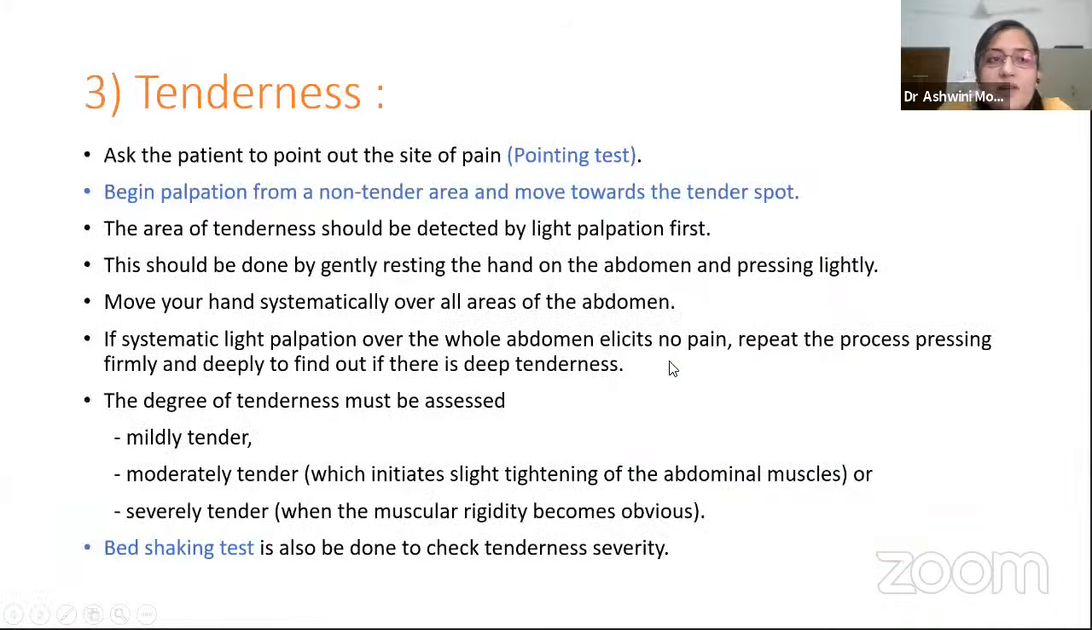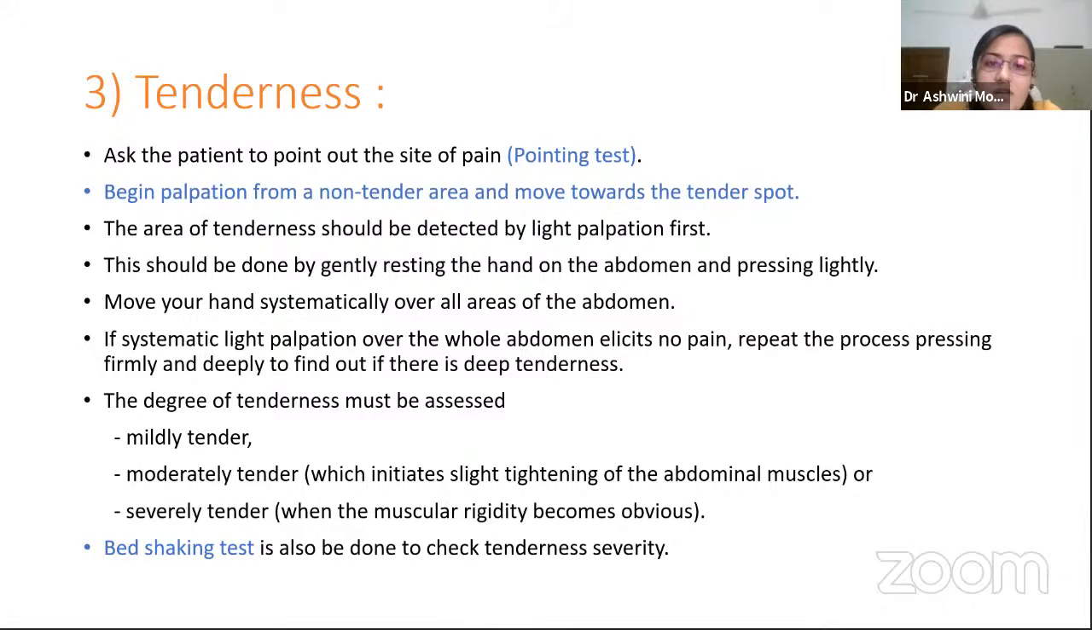After temperature, tenderness. Ask the patient to point out the site of the pain, that is the pointing test. First of all, we have to ask where he is having pain. So we will start palpating from the farthest point. That is the most important thing to remember. So begin palpation from the non-tender area and move towards the tender spot. The area of tenderness should be detected by light palpation first. This should be done by gently resting the hand on the abdomen and pressing it lightly.